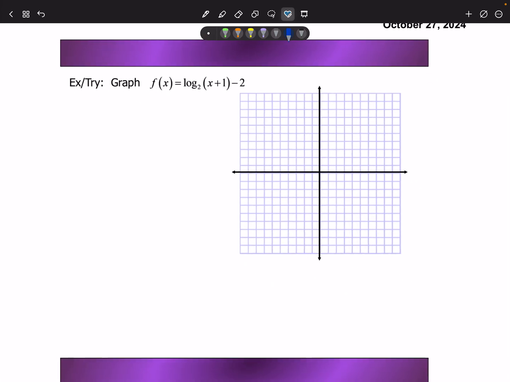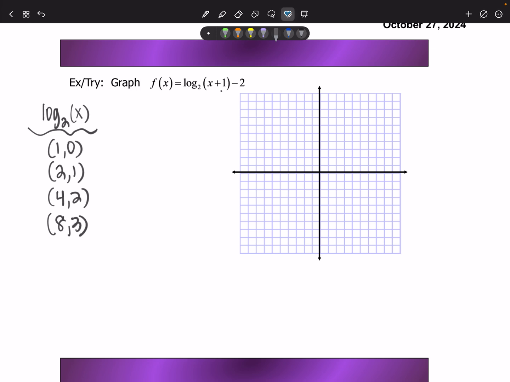Okay, if you'd like to give this one a try, you can. Otherwise, stick around and I'm going to show you the ordered pairs. Log base 2 of x, we should be getting very good at this. Our ordered pairs are 1, 0, 2, 1, 4, 2, and 8, 3.